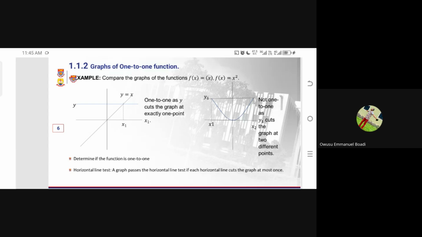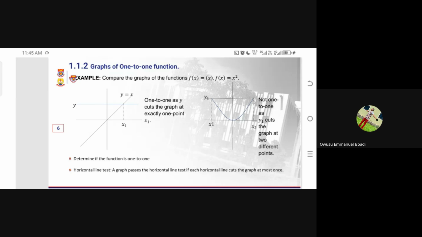This is when you draw a horizontal line to cut the equation. So what happens is that when the line cuts only one point, like what we have at the left hand side, it's supposed to cut only one point of the graph, then it makes it one-to-one. So if you look at the one on your right hand side, you realize that when we draw the horizontal line through it, it cuts 2 points on the graph.